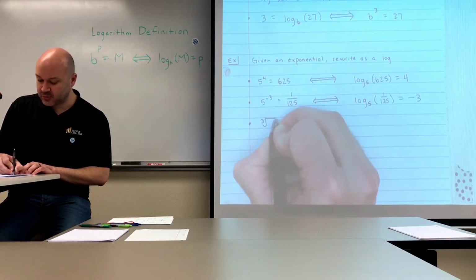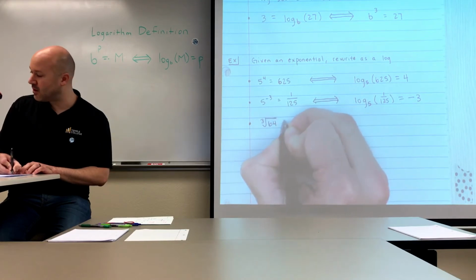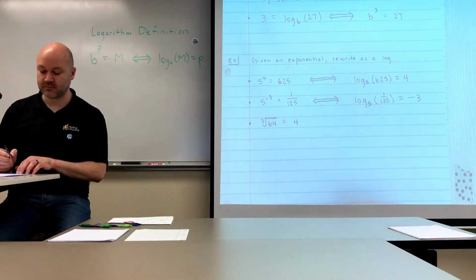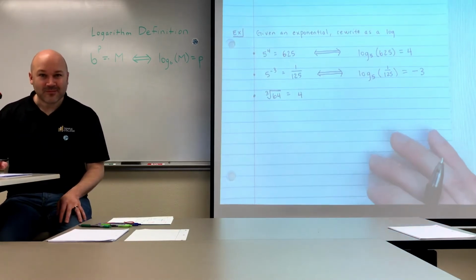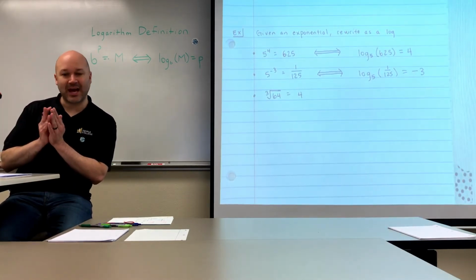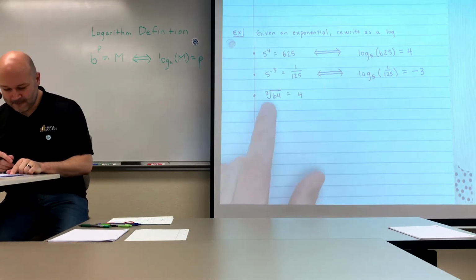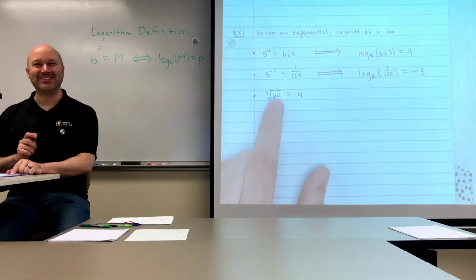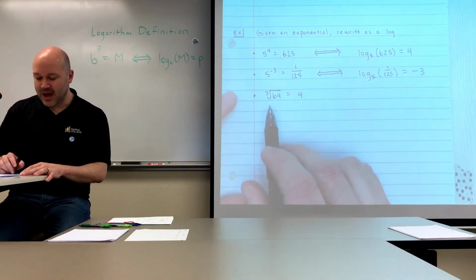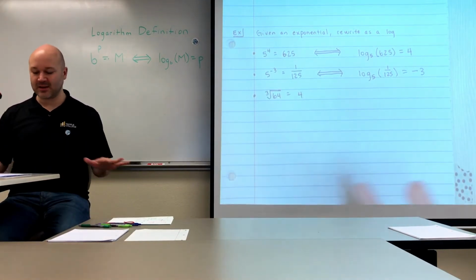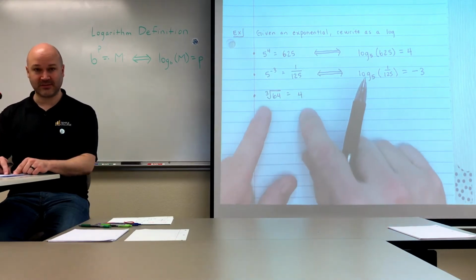How about the cubed root of 64 equals 4? Yes. What you got? We may need to rewrite this as a power first. I don't quite see the power yet, so I'm not doing any sort of logarithmic talk yet. I'm just going to rewrite what was given to me.